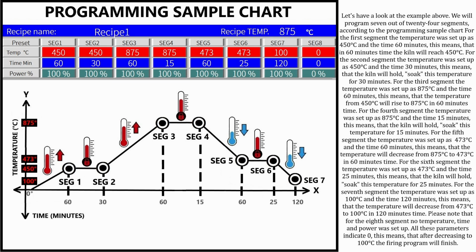For the seventh segment the temperature was set up as 100 degrees and the time 120 minutes. This means that the temperature will decrease from 473 degrees to 100 degrees in 120 minutes time. Please note that for the eighth segment no temperature, time and power was set up. All these parameters indicate 0. This means that after decreasing to 100 degrees the firing program will finish.